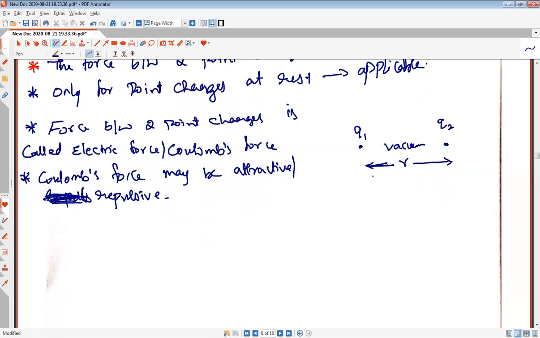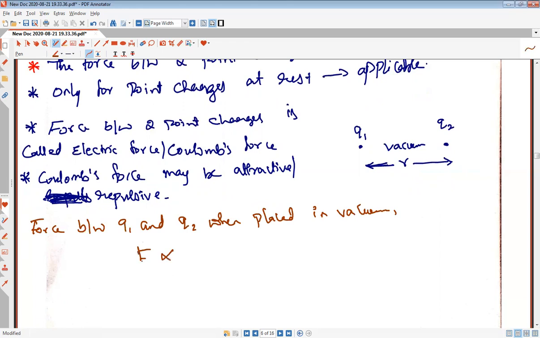Then, what is the magnitude of the force between the two charges? From Coulomb's law of electrostatics, we know that the force between Q1 and Q2 when placed in vacuum is directly proportional to the product of the magnitude of the two charges. They have put the magnitude symbol.